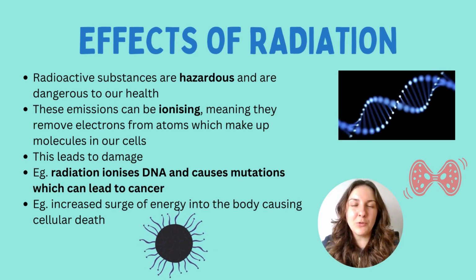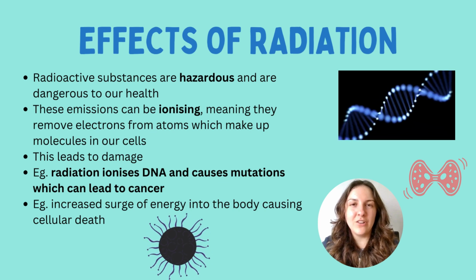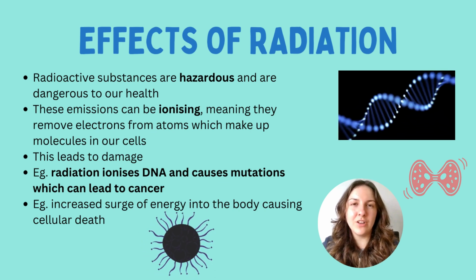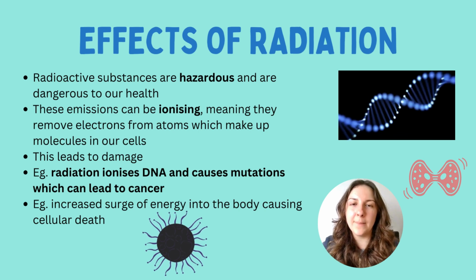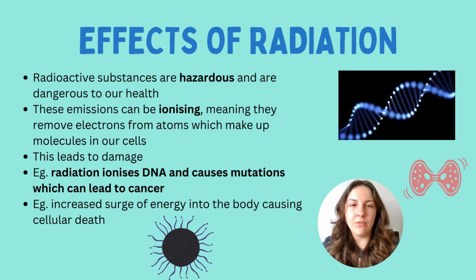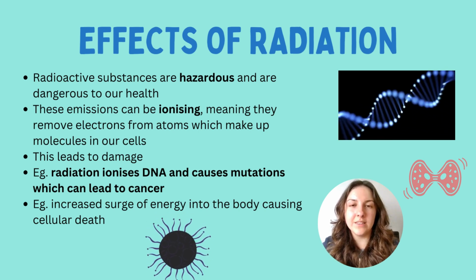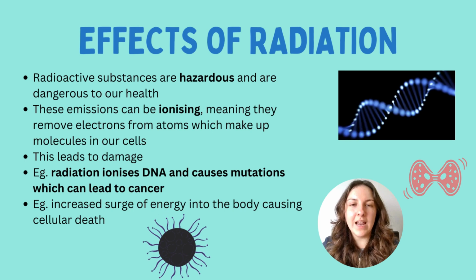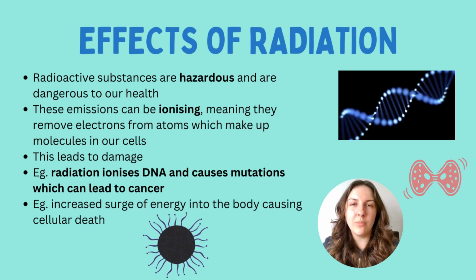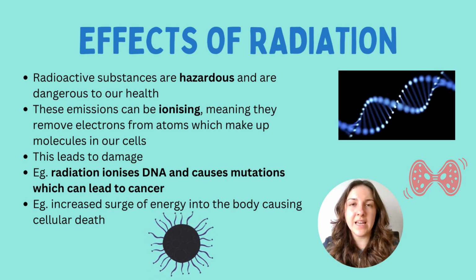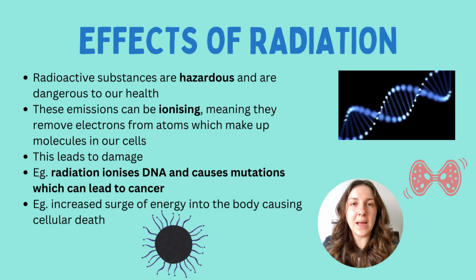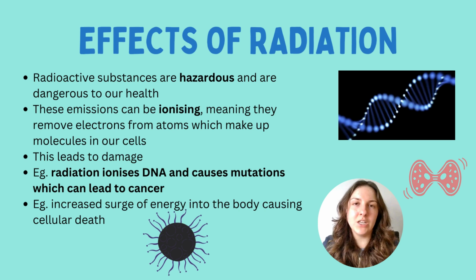So let's talk about the effects of radiation in a general sense. Radiation, either alpha, beta, or gamma, is hazardous to our health, and this is because it is ionizing. This means that it removes electrons from atoms which make up the molecules in our cells, specifically DNA, and this can lead to damaged DNA and cause mutations.